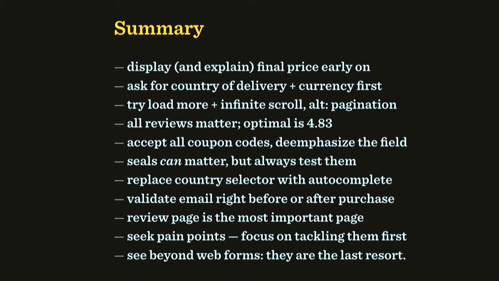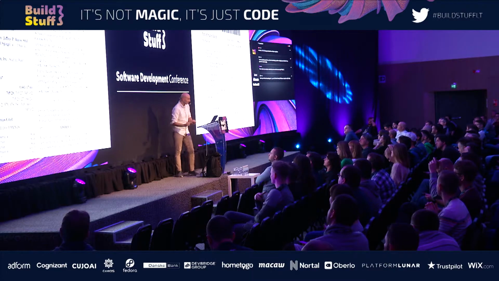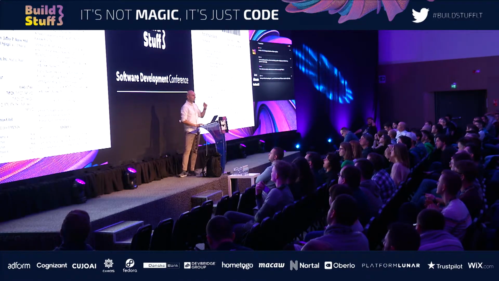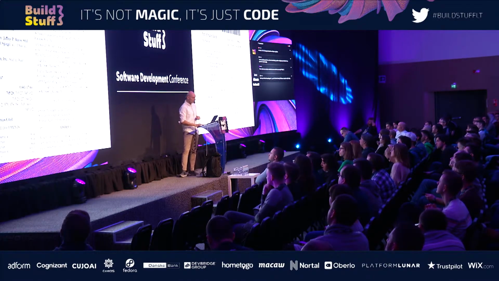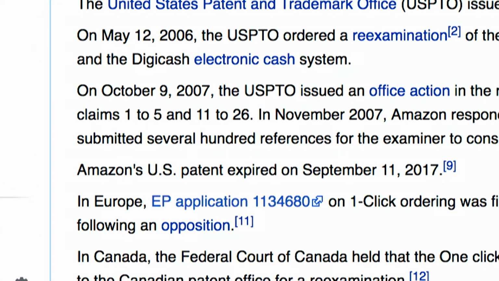So actually, I can show it. Just 1 minute, really. Because this is a patent. Anybody likes patents? No, I don't. But this is a very important one, which was filed by Amazon for one-click checkout. And in fact, it actually expired on September 11, 2017.